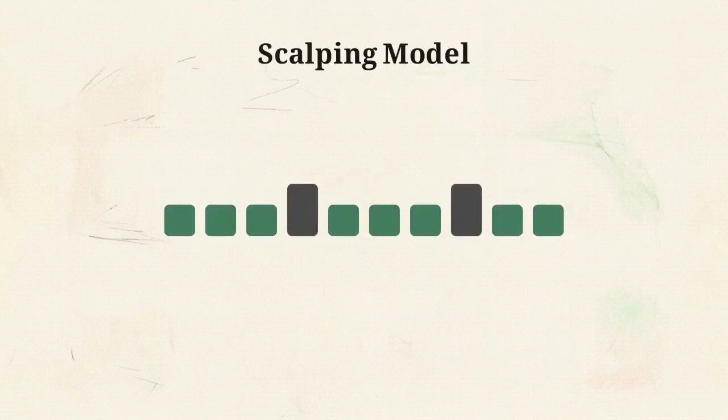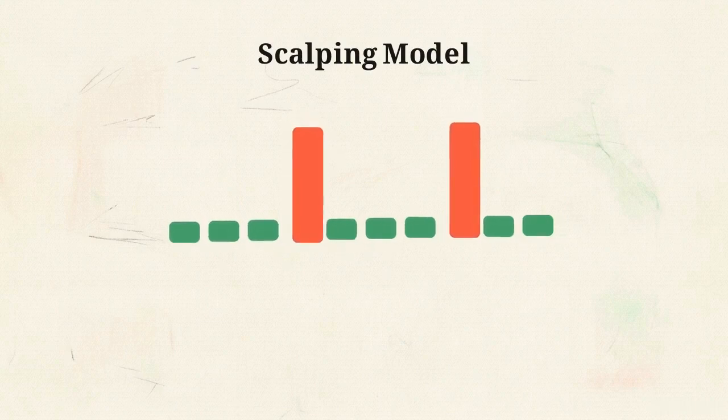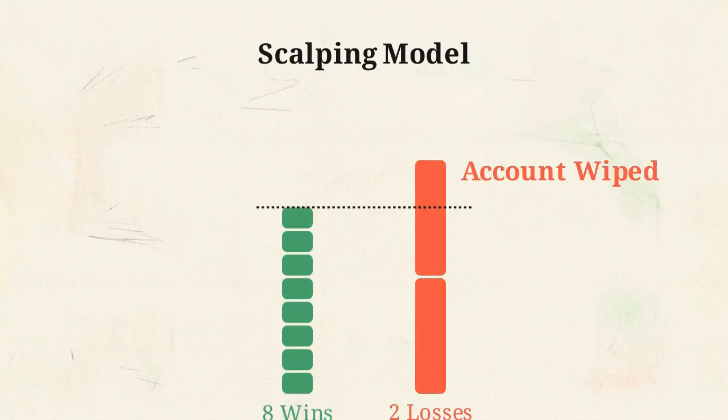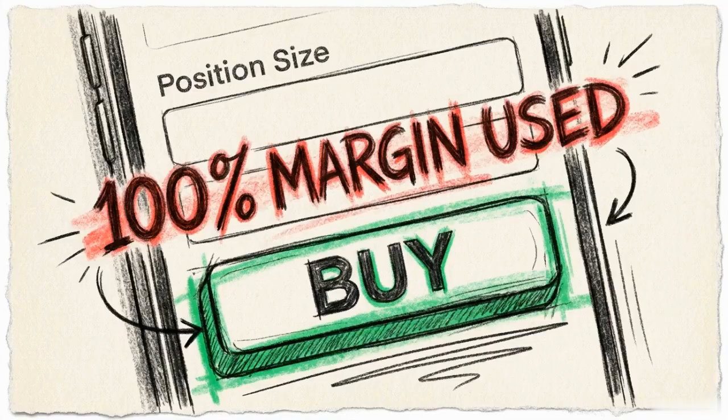This contrasts with a typical scalping model. Here, 8 frequent wins are instantly erased by 2 unmanaged losses that were allowed to run too far. The high win rate of such strategies often leads traders to risk large portions of their capital for marginal gains.